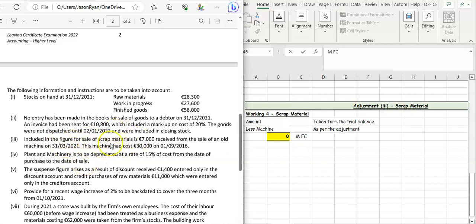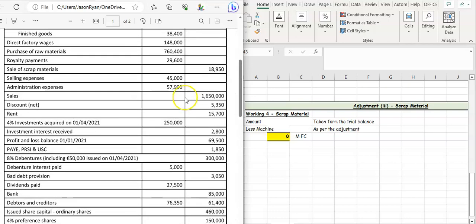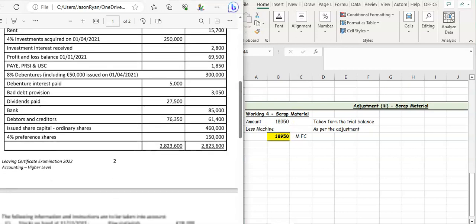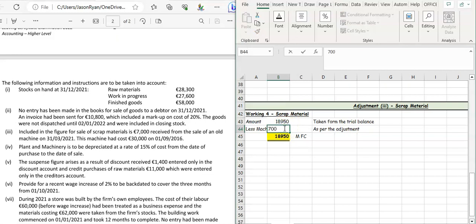So for this adjustment, what we're going to do is adjust the sale of scrap figure. So in the question, we've got our sale of scrap in the trial balance of 18,950. I'm going to take away that 7,000, which is for a machine that we sold and not scrap material. And that's going to give us a new figure for our scrap material, and that's going to go into your manufacturing account underneath your factory costs, and that's working 4 as part of adjustment 3.